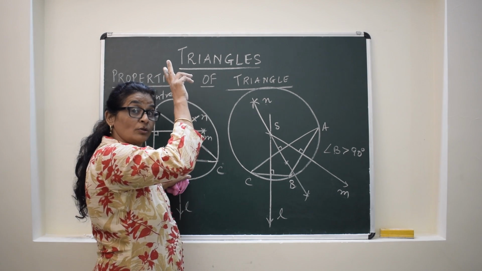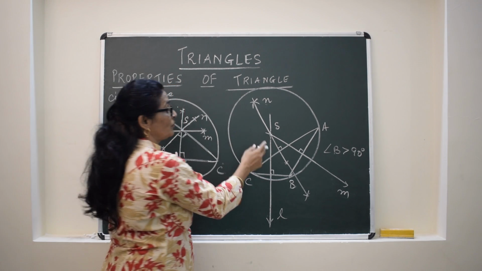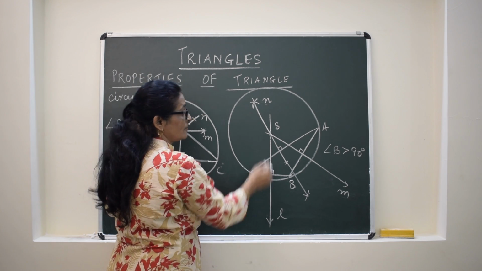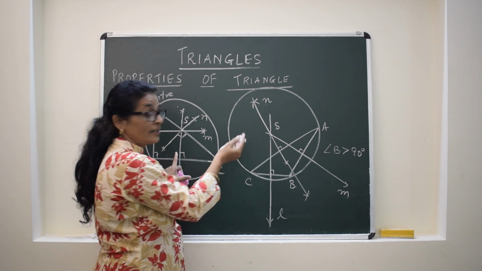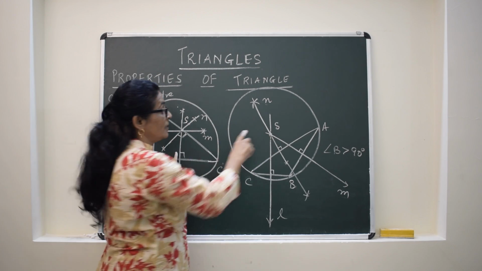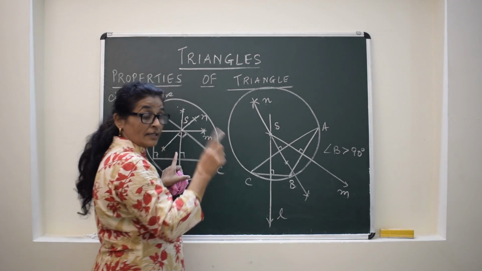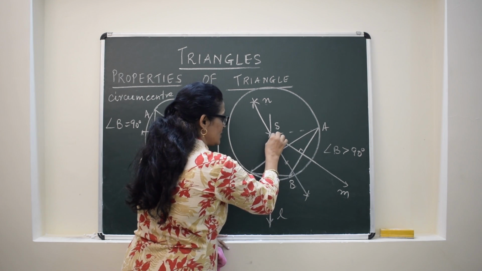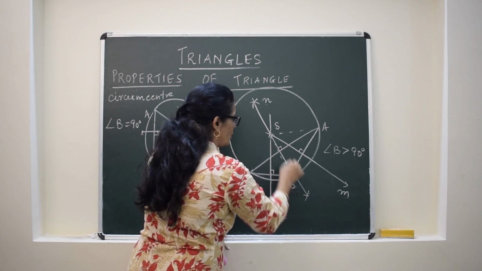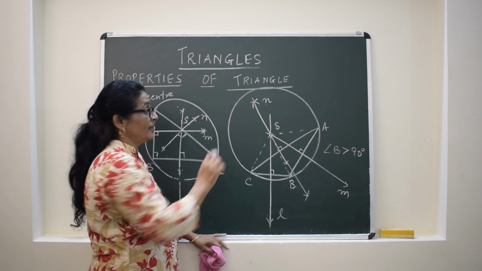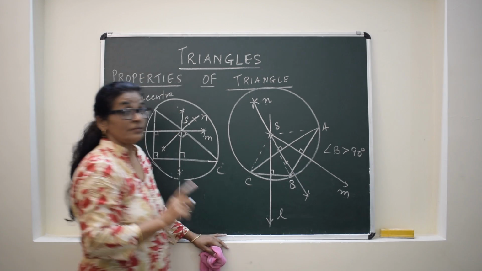That we saw in orthocenter also. Clear? For an obtuse angle triangle, if you draw the perpendicular bisectors, they will meet outside the triangle, and this S as a center means circumcenter. If you draw a circle by taking SA or SB or SC as the radius, then this is the circumcircle.